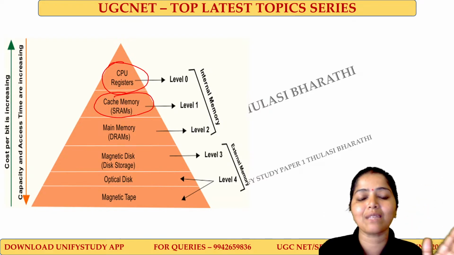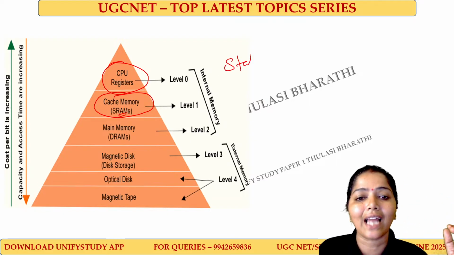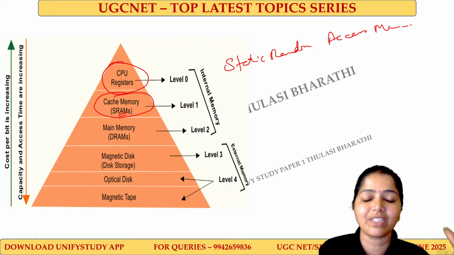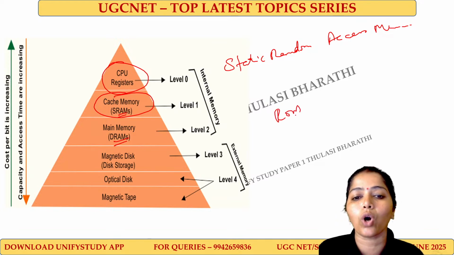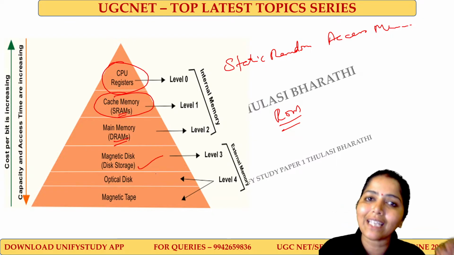See here, you can ask me, ma'am, SRAM is there in cache memory. Yes, SRAM means static random access memory. Static random access memory will be utilized by cache memory. And then in main memory we have the dynamic random access memory. And then we have ROM, that is read-only memory, which is called primary memory. And we have magnetic disk.